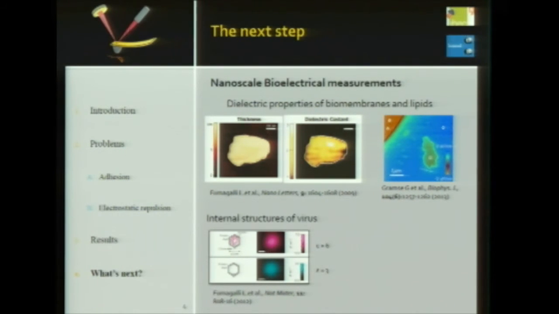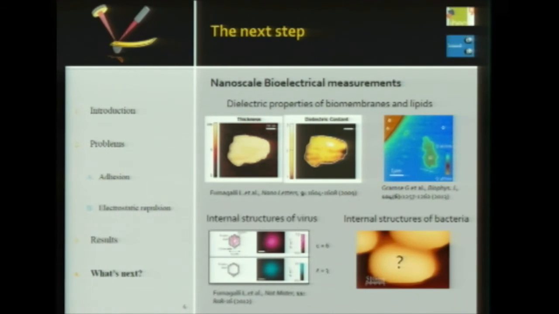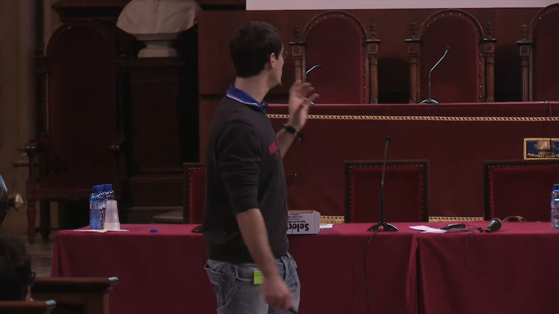So following on with the previous work just shown to you, we would like to know if some internal characteristics of the living bacteria can be extracted using the electrical characterization.